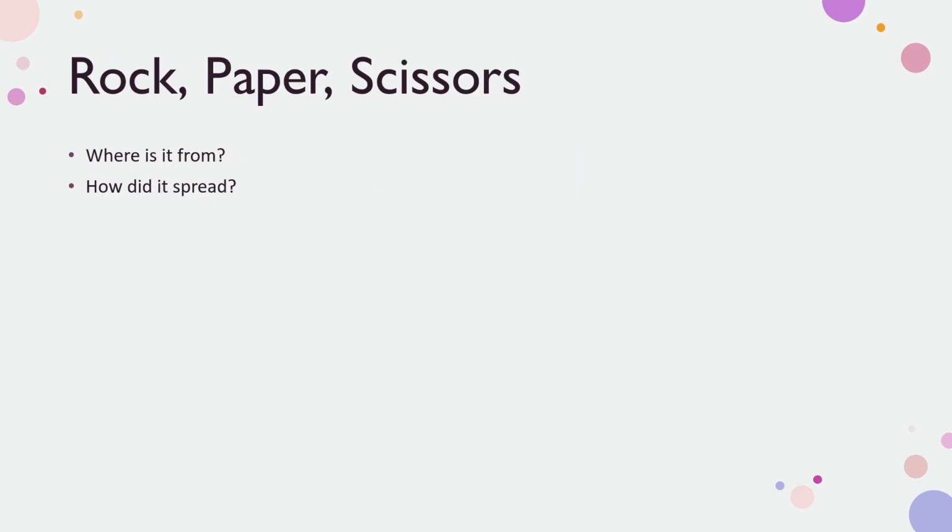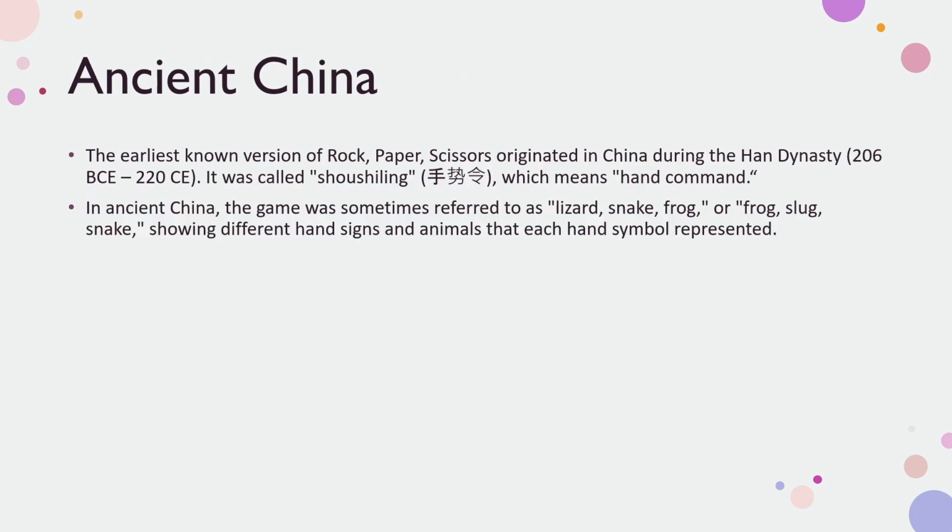Now let's talk about rock, paper, scissors. Where is it from? How did it spread? The earliest known version of rock, paper, scissors originated in China during the Han Dynasty, which was from 206 BCE to 220 CE. It was called Shou Ling, which means hand command. In ancient China, the game was sometimes referred to as lizard snake frog or frog slug snake, showing different hand signs and animals that each hand symbol represented.